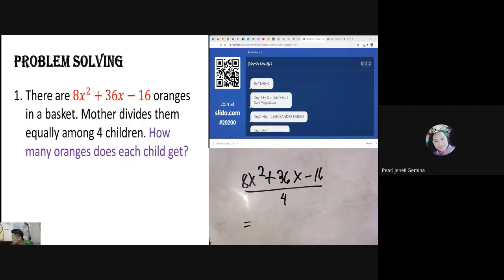Damn, it's fast. 2x squared plus 9x minus 4. Okay, others?